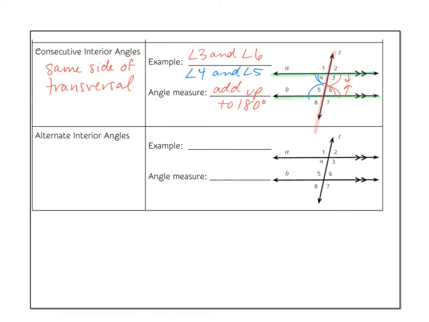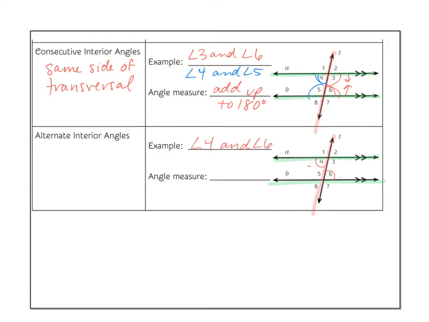Compared to the next term, which is alternate interior angles. So again, here's our lines A and B. Here's our transversal cutting through. Alternate interior angles still have to be interior. So they have to be inside the parallel lines, but they're going to be on alternate sides of the transversal. So take a look at angles 4 and 6. See how 4 is on the left and 6 is on the right of T? Well, angle 4 and angle 6 are a pair of alternate interior angles.